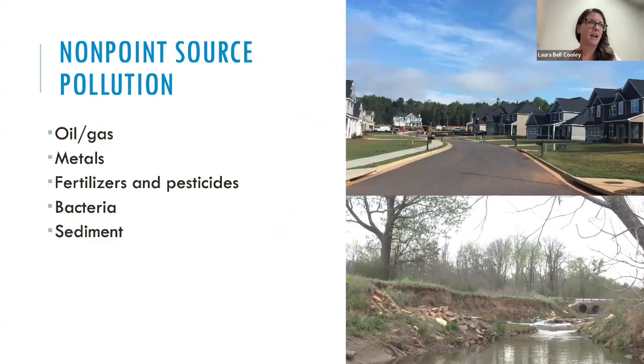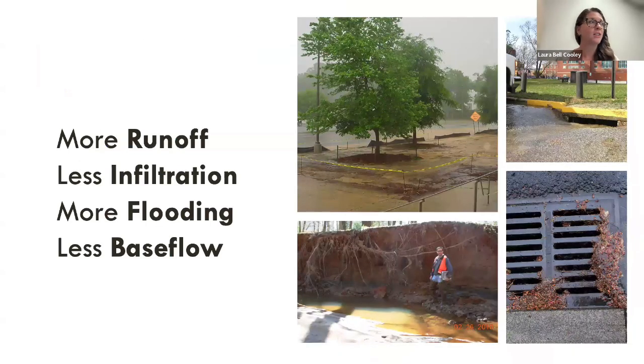And that has a couple of impacts. So when you have water rushing across the landscape, it's picking up things that are on the landscape, things like oil, gas, metals, pesticides, fertilizers, and sediment, and that's being redirected into your storm drain and into your local waterways. And that can cause not only pollutants to enter your waterways, but also a large volume of water to enter at one time. So we end up seeing more runoff, less infiltration, less water seeping back into the ground, more flooding, and less water flow in our streams. So these are just some of the things that can be impacted by stormwater.